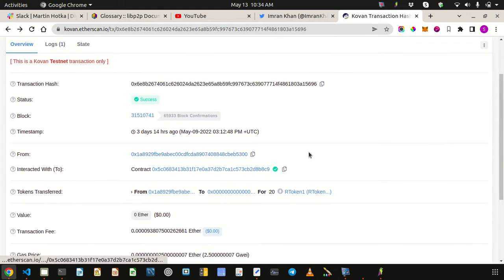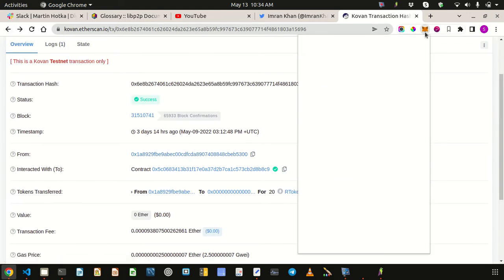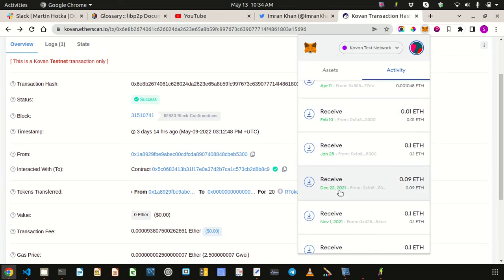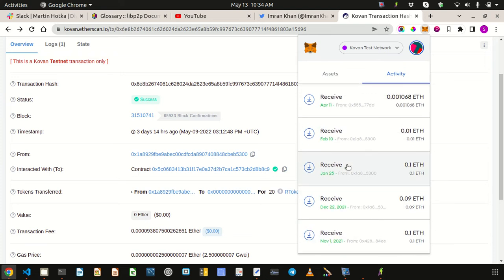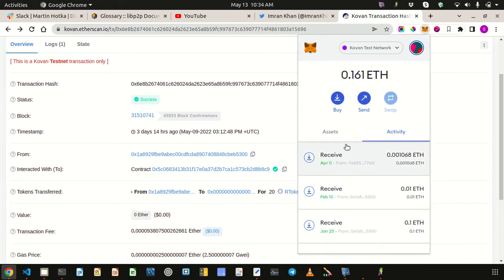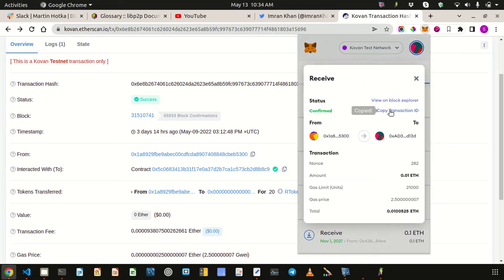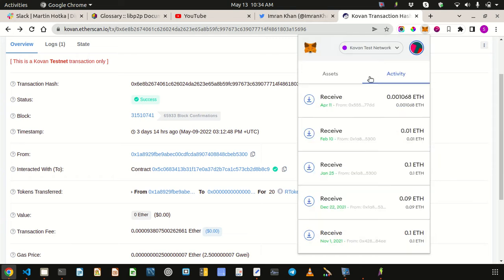All right, so let's take another transaction ID. If I switch to another account, you can see that there are some transactions that have been executed. You can see that a lot of ethers were being received on this account. So let's take this transaction, and I copy the transaction ID. In this transaction, 0.01 ether were received.